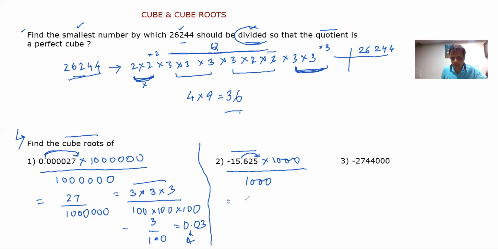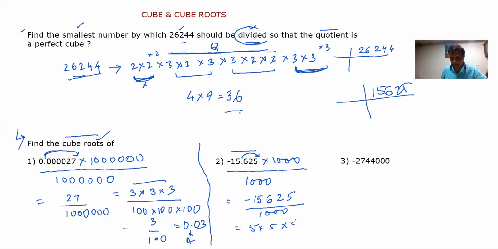Now what happens in the numerator? I get 15625 upon 1000. Now it is time to find the cube root, which means I'll have to factor this. What are the factors of 15625? Simple. 5 into 5 into 5, again into 5 into 5 into 5. These are the factors of 15625. What are the factors of 1000? 10 into 10 into 10.